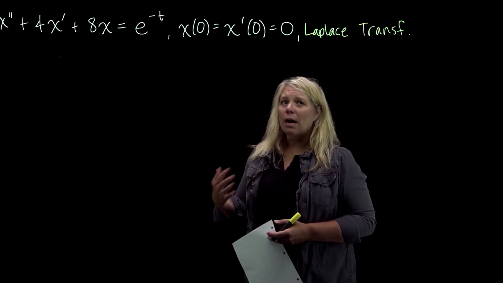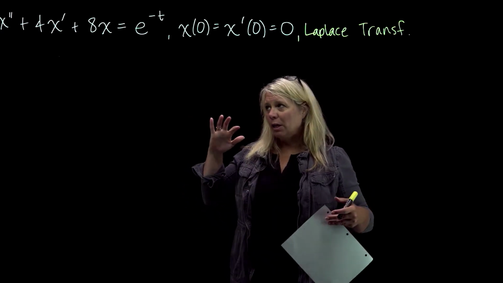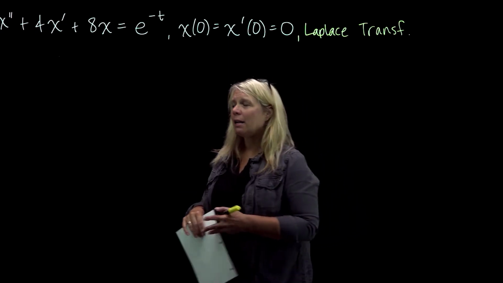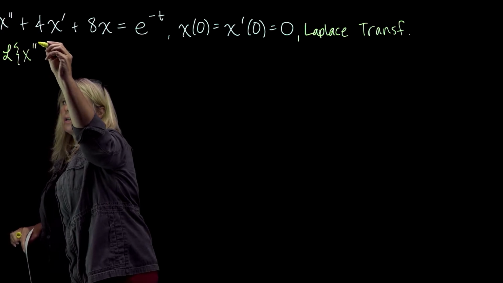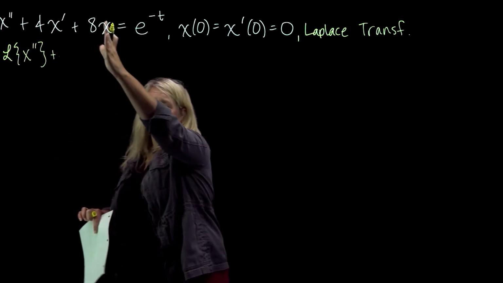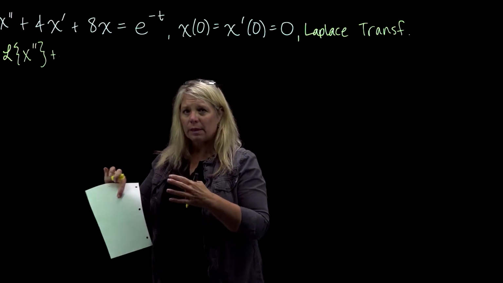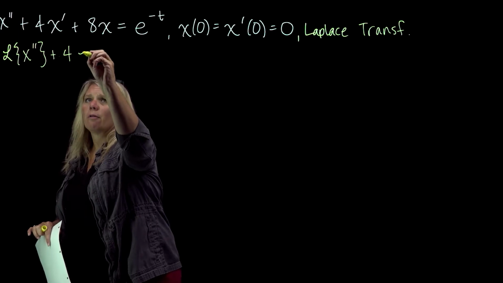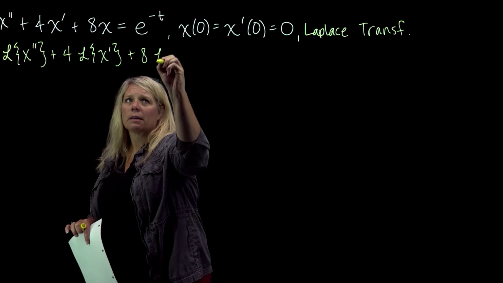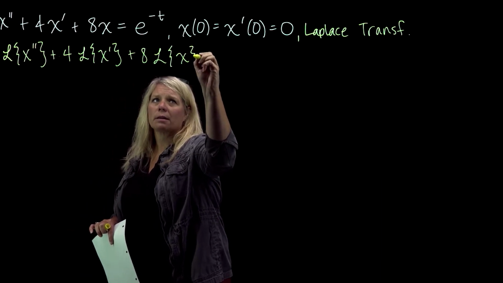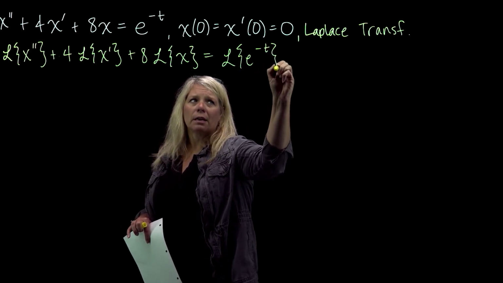Okay, so with Laplace transforms, you want to start by taking the Laplace transform of both sides of the equation. I'm going to use the linearity property on the left side. So I've got the Laplace transform of this first term, and I'm chunking this term by term. That's one of the parts of the linearity property. And then the other part is about pulling the constants out front. So 4 times the Laplace transform of x prime plus 8 times the Laplace transform of x, and that's going to equal the Laplace transform of e to the negative t.